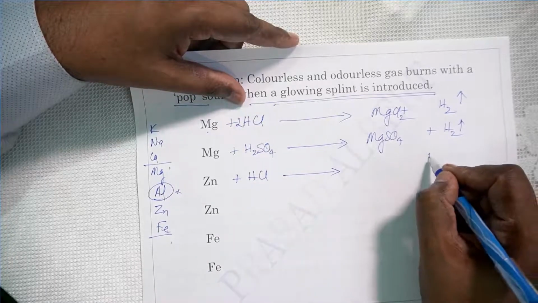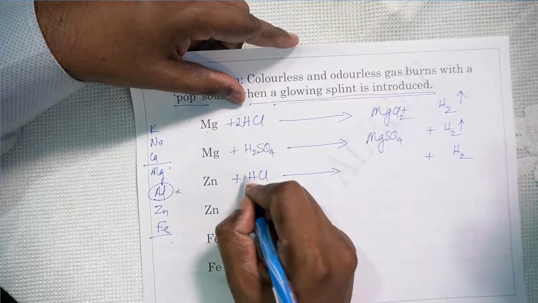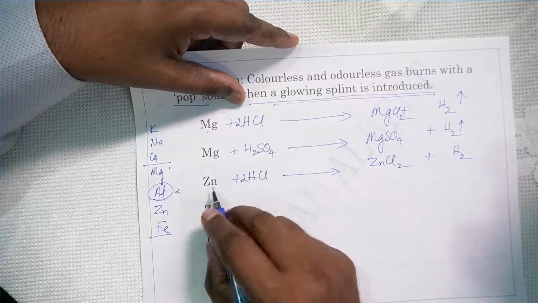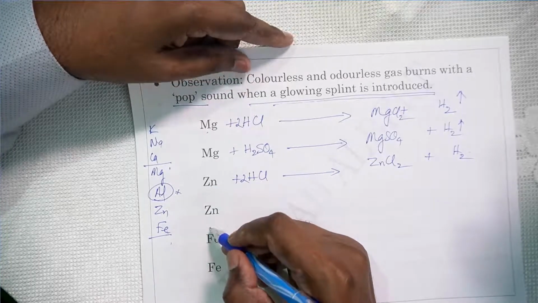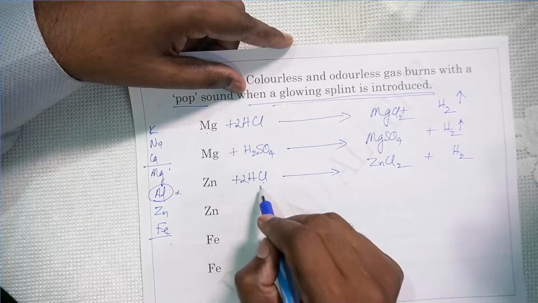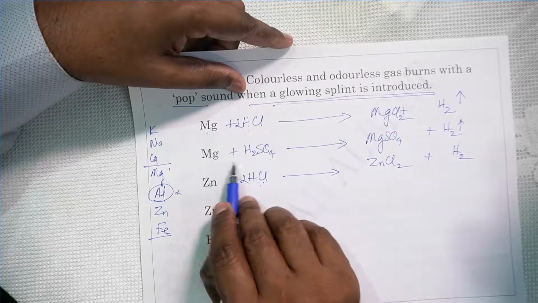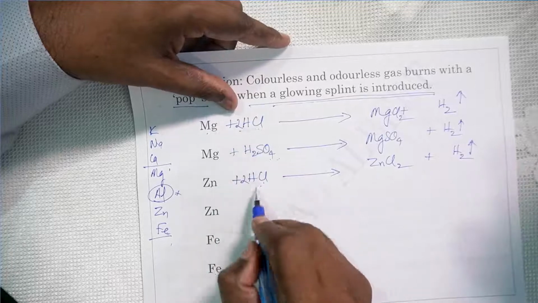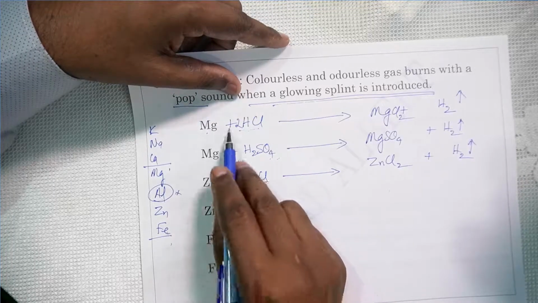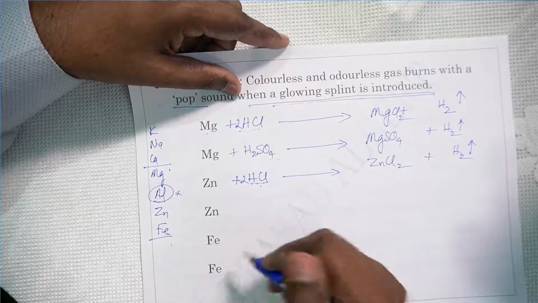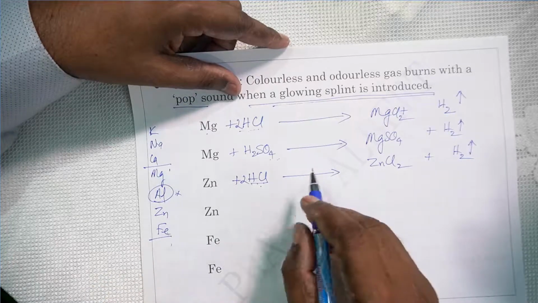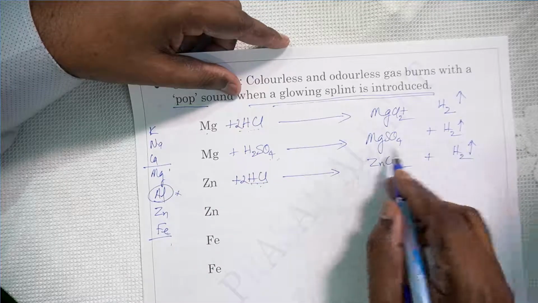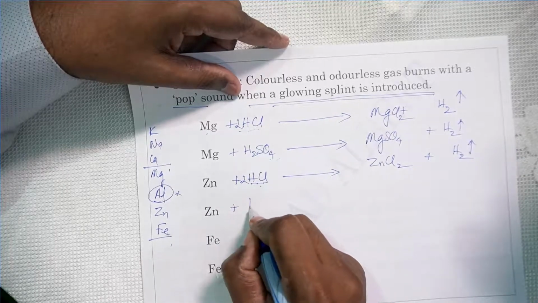Then zinc plus hydrochloric acid, HCl. To get hydrogen you will require 2 HCl, because ZnCl2, the metal is divalent. Now these are all divalent metals. So if you take a monobasic acid, 2 moles of acid will be required. With a dibasic acid, only 1 is required. So it easily balances that way. All these metals are divalent, which means they have plus 2 valency, and H2SO4 is dibasic, so only 1 is required. It matches this way. Then Zn plus H2SO4.